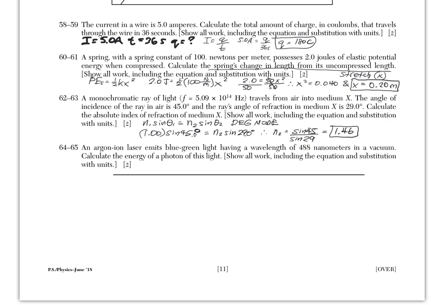Then 64 and 65. An argon ion laser emits blue-green light with a wavelength of 488 nanometers. Find the energy of a photon of this light. This was on the last test you took. So anyway, we have wavelength.